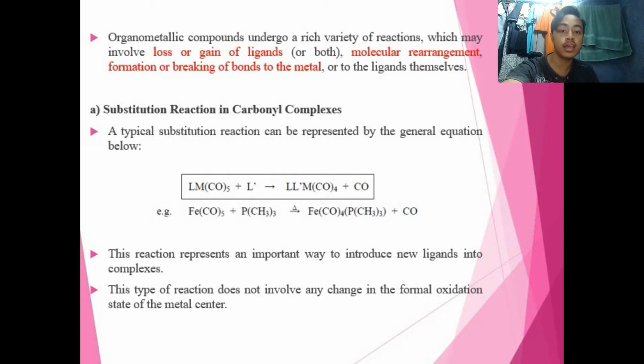Alright, first, the substitution reaction in carbonyl complexes, which is the typical substitution reaction. As you can see in this slide, this is the general equation for a substitution reaction. This reaction represents an important way to introduce a new ligand, and this type of reaction does not involve any change in the formal oxidation state of the metal center.